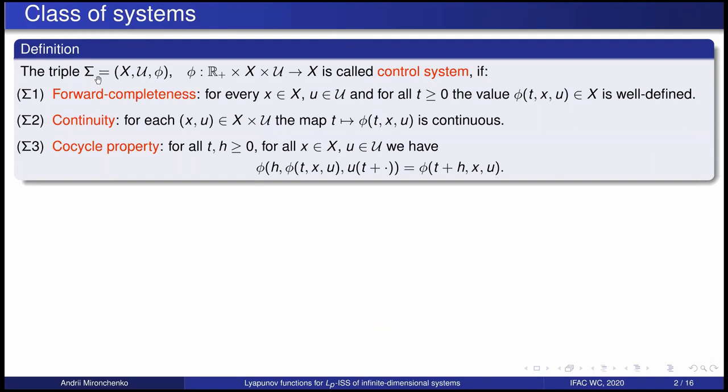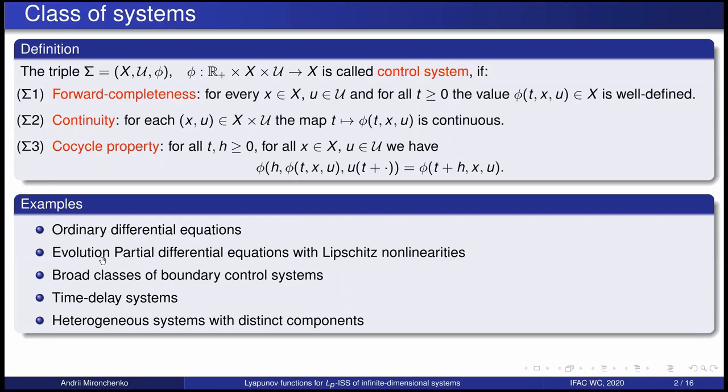The triple Sigma, consisting of the state space X, input space U, and the solution map phi, is called a control system if for any initial condition and any input, the solution exists globally, is continuous, and satisfies the cocycle property. We require also several further axioms from the solution map, but I don't want to state them all because they're almost always satisfied. I just tell that ODEs, many classes of PDEs, as well as broad classes of boundary control systems and time delay systems are all within this general framework.